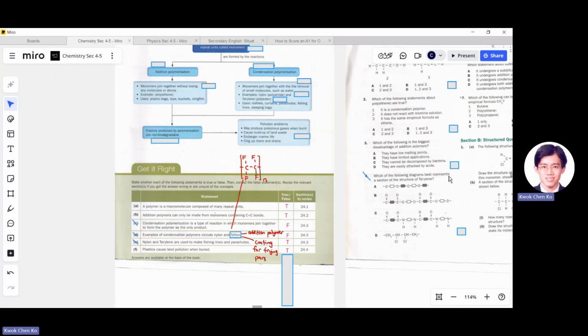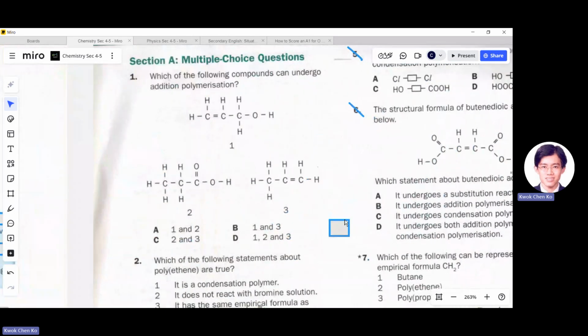Okay, MCQs. Number one, Arena. B for dog. B for boy. Okay, yeah, you must have the C double bond C. Hopefully, all of you got it right. This one must be there. This one must be there.